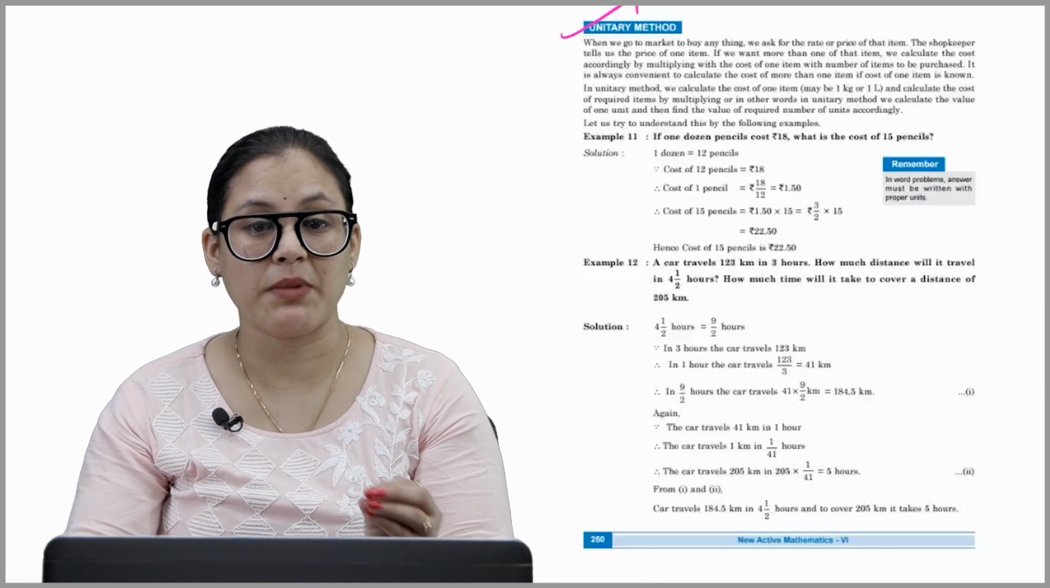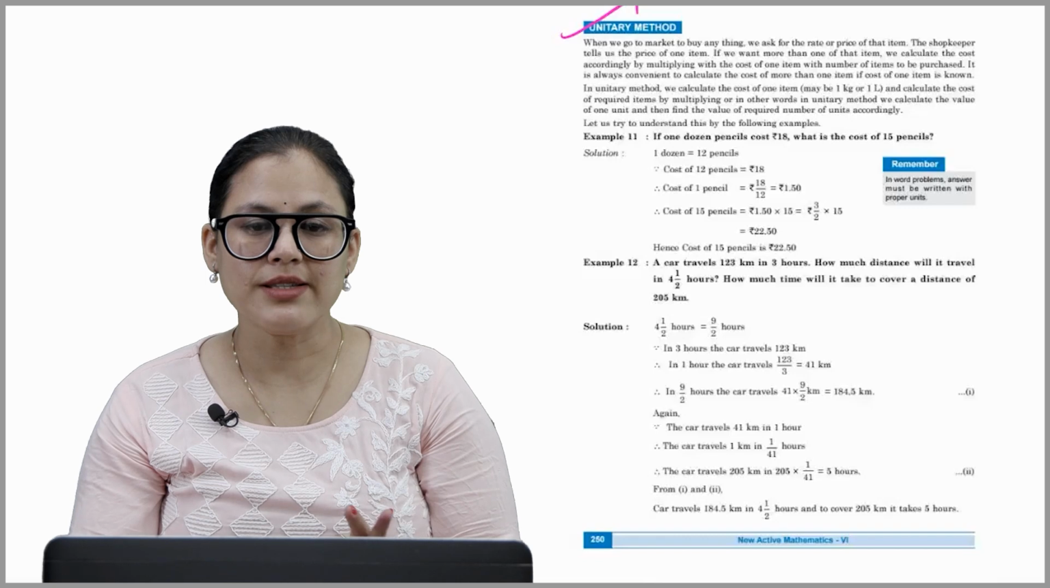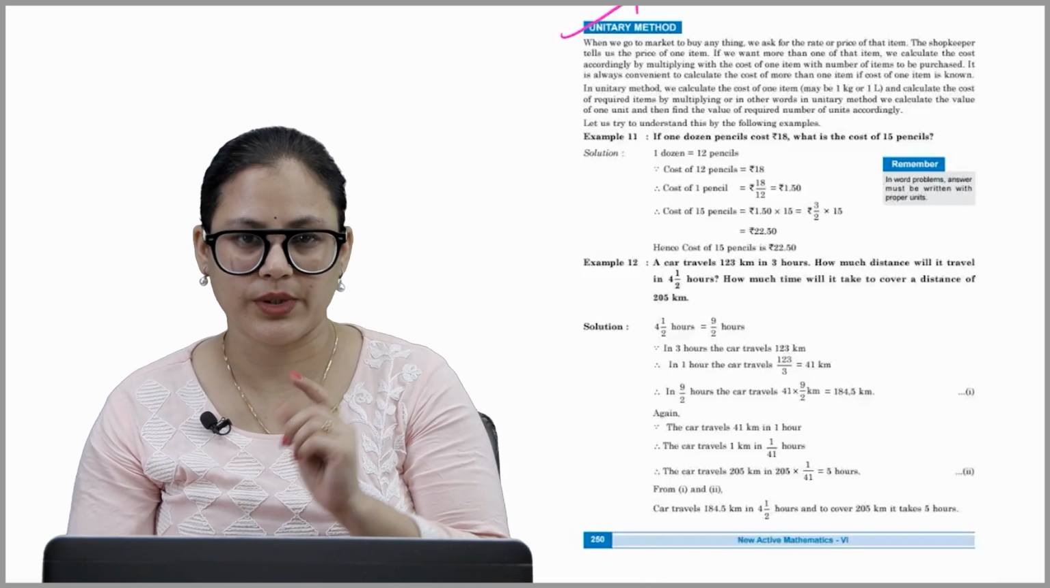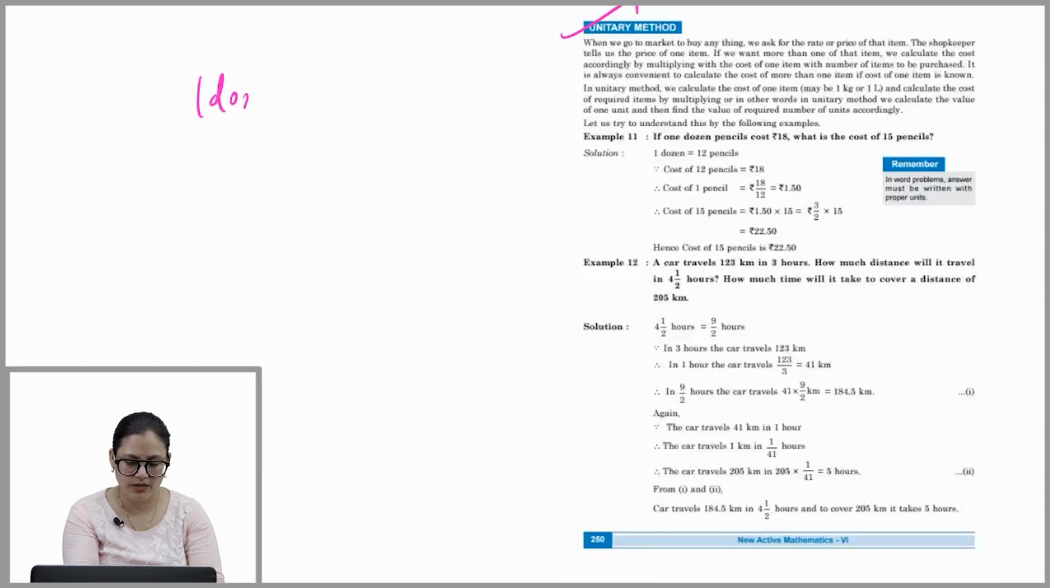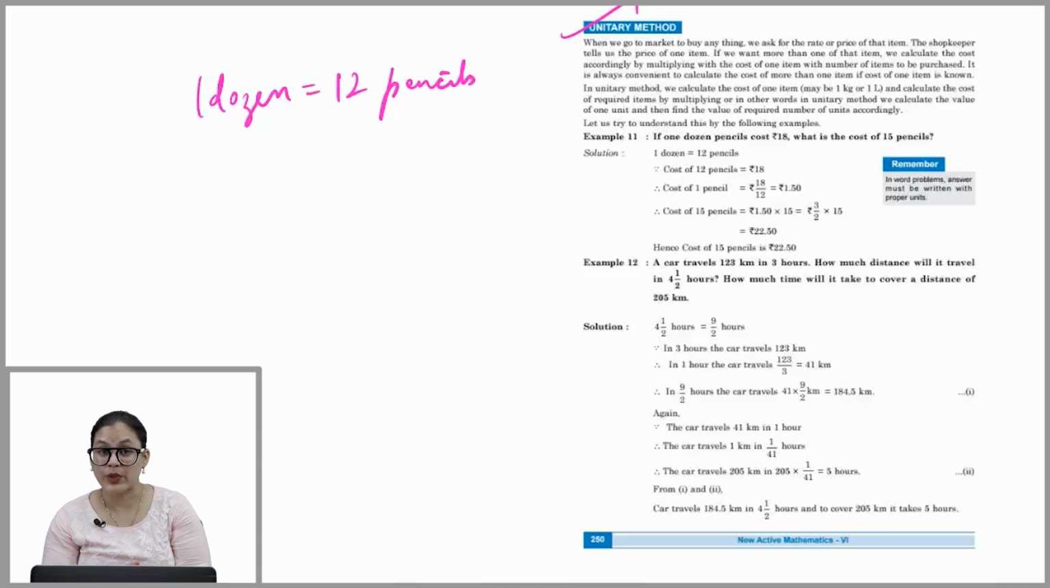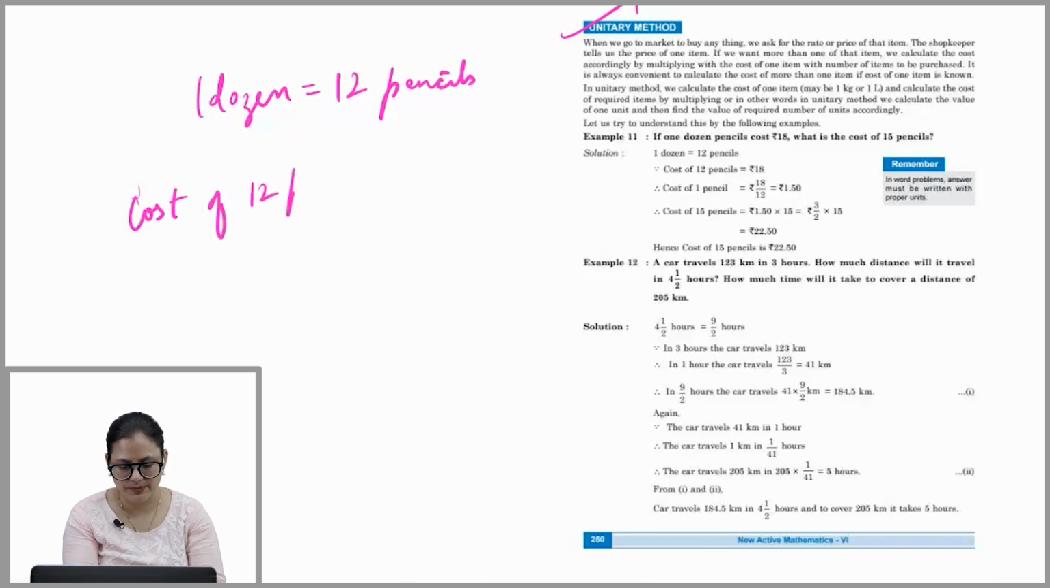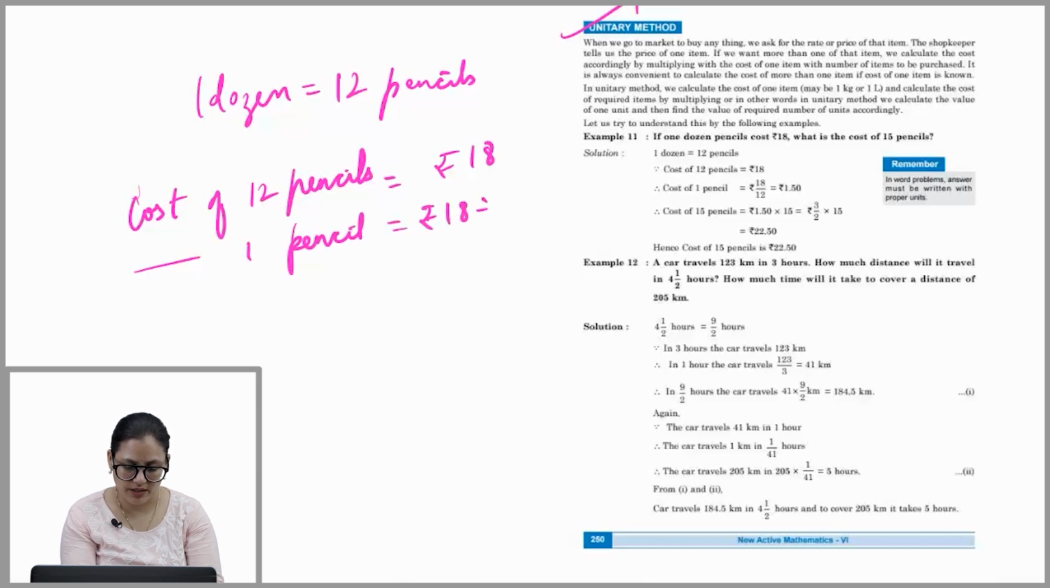Let us try to understand this by the following example. Example 11. If 1 dozen pencils cost rupees 18, what is the cost of 15 pencils? Okay, 1 dozen is equal to 12 numbers, so 1 dozen is equal to 12 pencils. So here we know the cost of 12 pencils and we have to find the cost of 15 pencils. So what will we do? First we will find out the cost of one pencil. How? You will write cost of 12 pencils is equal to rupees 18 and cost of one pencil is equal to rupees 18 divided by 12. So what will we get? We will get rupees 1 and 50 paise.